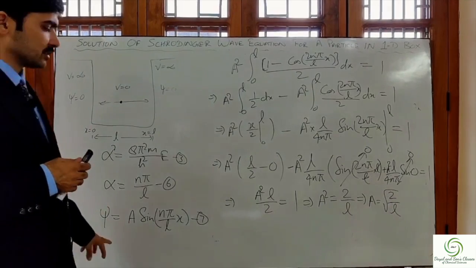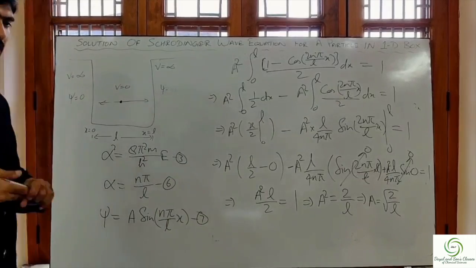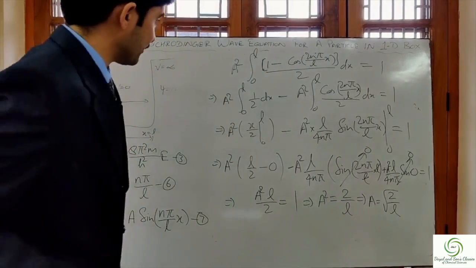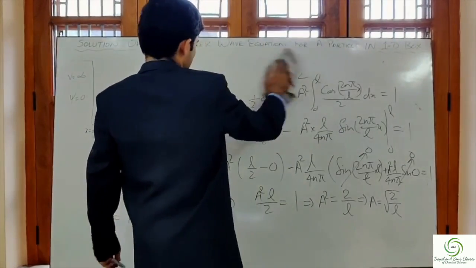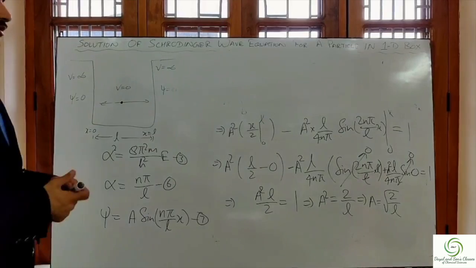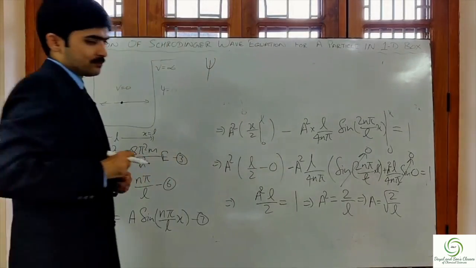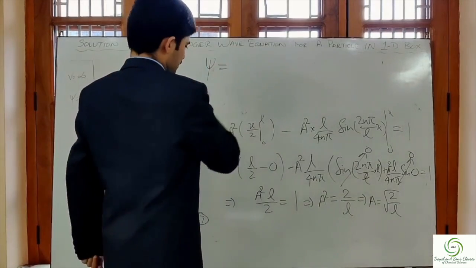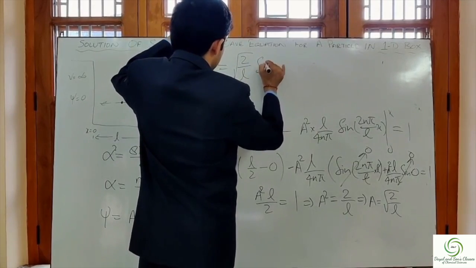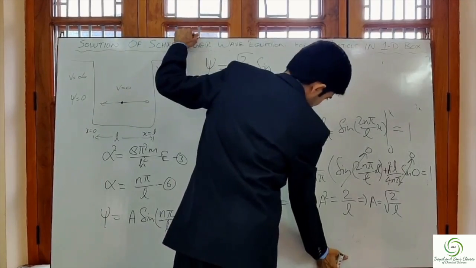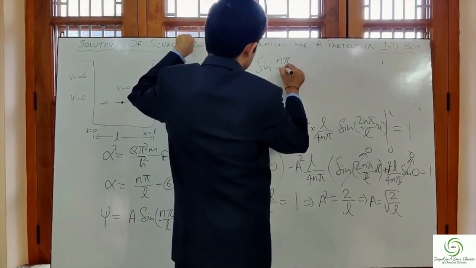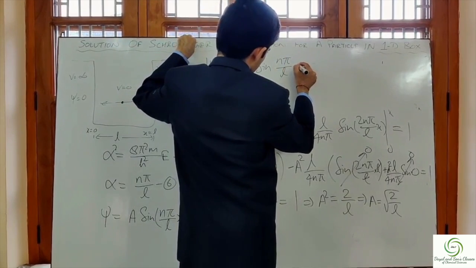So now what we'll do, we'll replace this value of a in equation number 7. What we'll get? We will get the wave function for a particle in 1D box. Now if we replace this value of a in equation number 7, we'll get the wave function for a particle in 1D box, that is equal to under root 2 upon L sine n pi l into x.